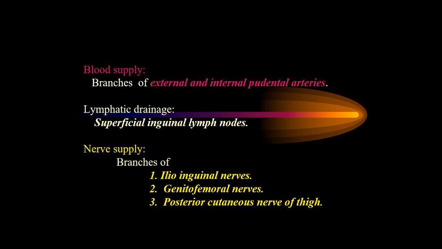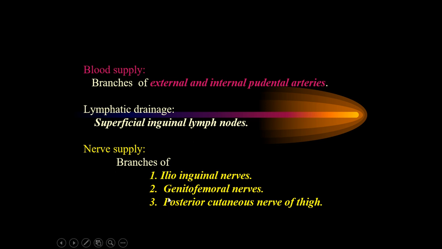Coming to the blood supply, the blood supply is mainly by the external as well as the internal pudendal arteries, and the venous drainage is by similar veins, called the external and internal pudendal veins. Lymphatic drainage is into the superficial group of inguinal lymph nodes. Because it is externally present, if there is any kind of infection, you have to trace it into the superficial group of inguinal lymph nodes, not the deep ones.